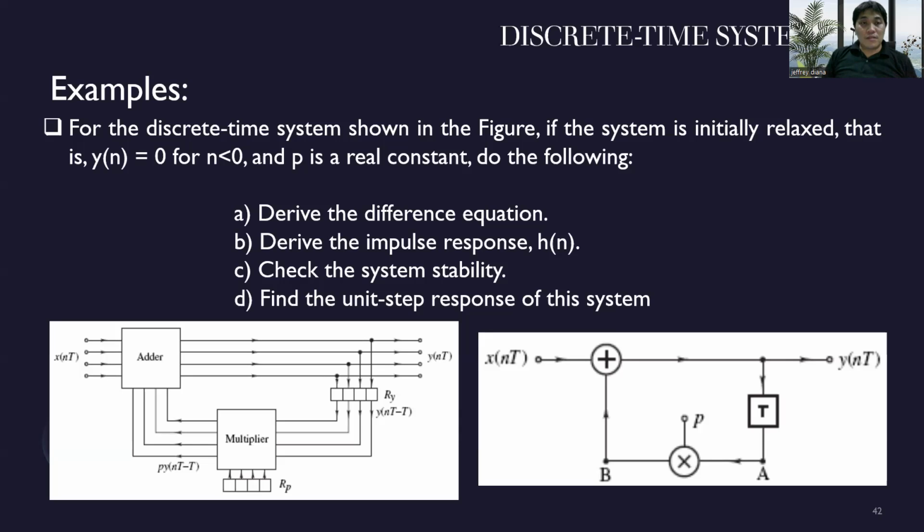For example, for the discrete-time system shown in the figure, assume the system is initially relaxed, that is y(n) equals 0 for n less than 0, and p is a real constant. First, we need to derive the difference equation. Next, derive the impulse response h(n). Then check the system stability. Lastly, find the unit step response of the system. This is shown below in our diagram.